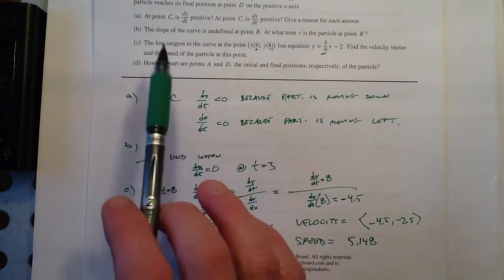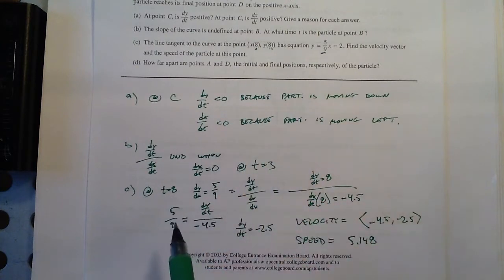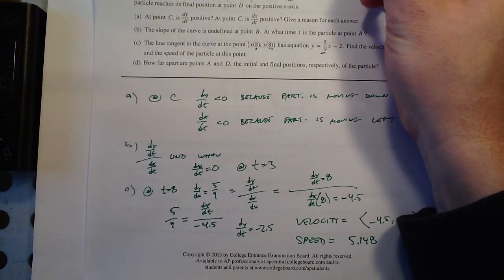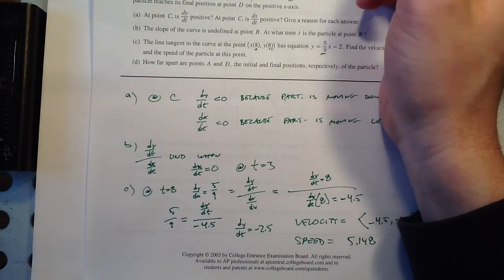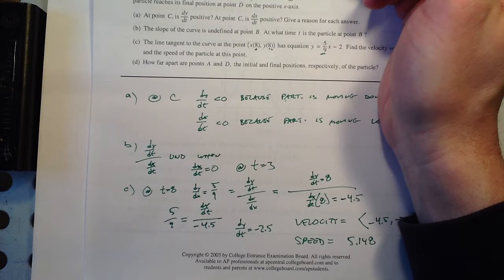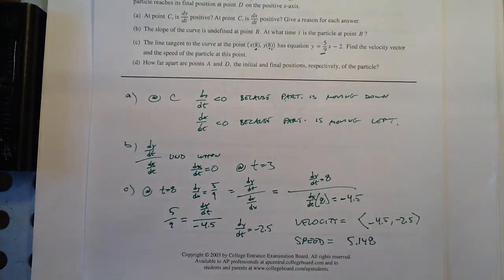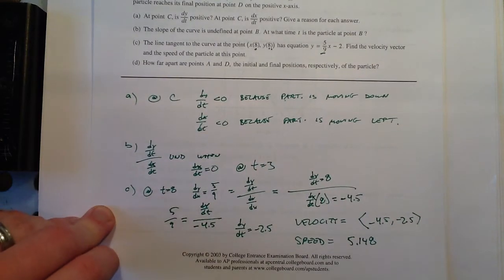Okay, last part. How far apart are points A and D, the initial and final positions, respectively, of the particle? Well, I notice a couple things here. Notice that at those points, A and D, the y position is 0, right? And does that actually help? Since we don't know anything about dy/dt, that's not actually going to help, is it? So let's see, how far apart are those? How shall we figure that out? What information do we have that will get us that?